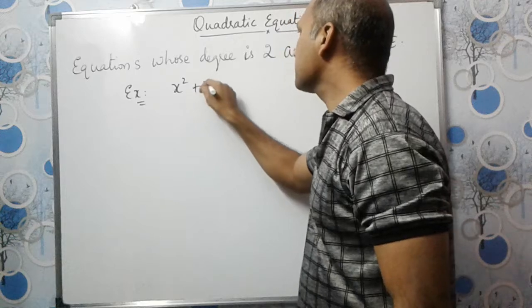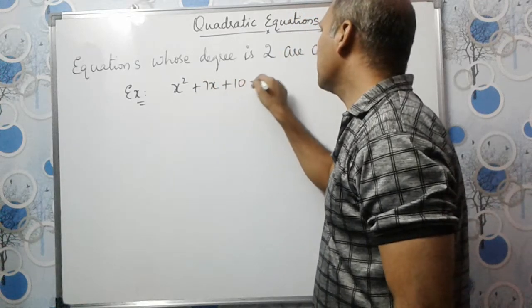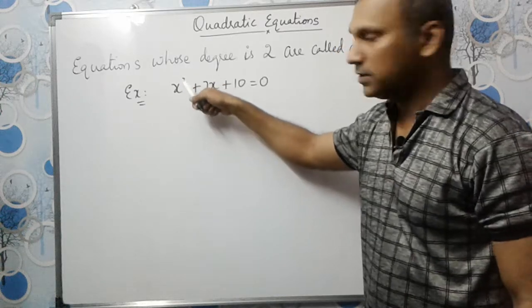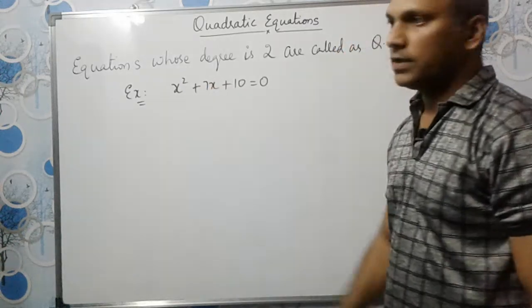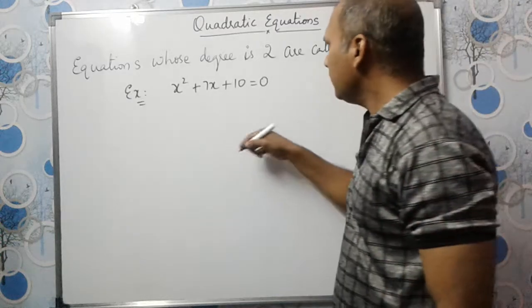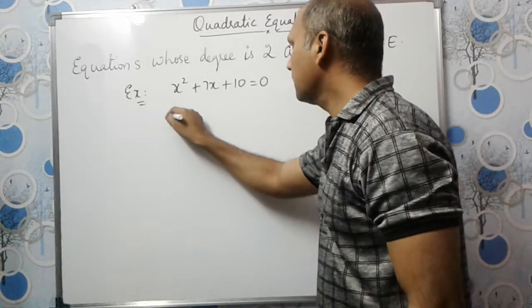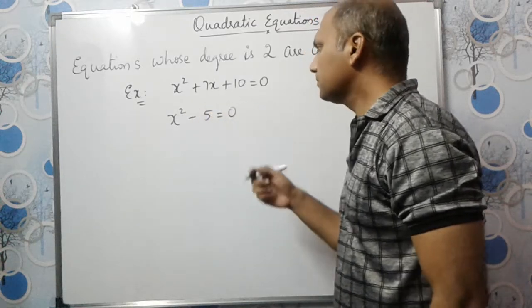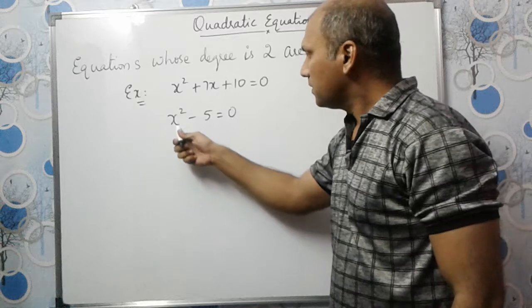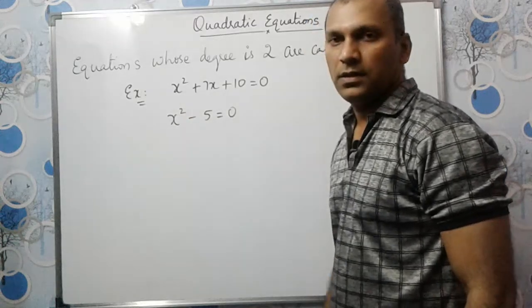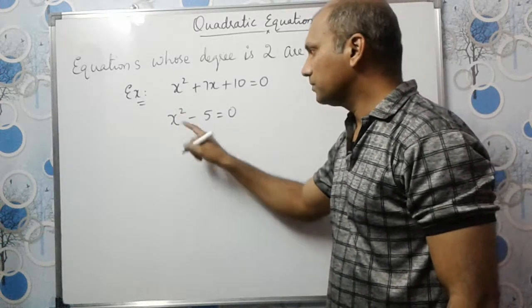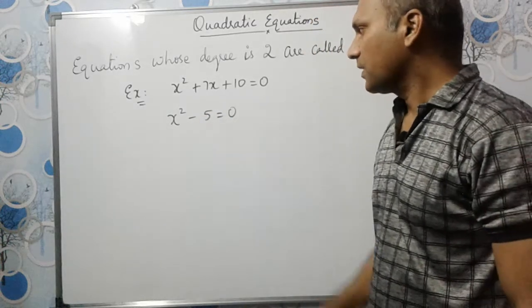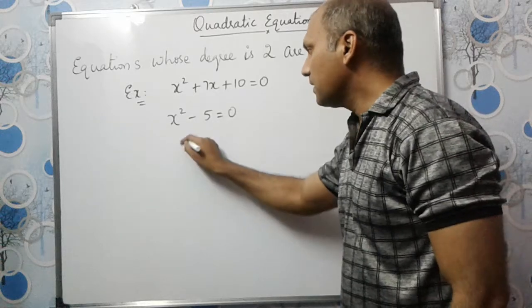x square plus 7x plus 10 is equal to 0. See, what is the degree? Square here, highest power is 2. So this is a quadratic equation. Can we have a quadratic equation like this? x square minus 5 is equal to 0. Yes. What is the power? Square here, 2.